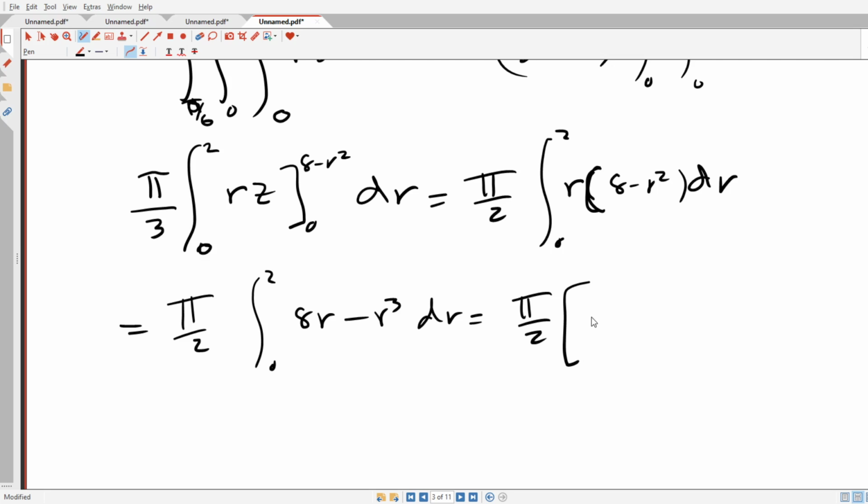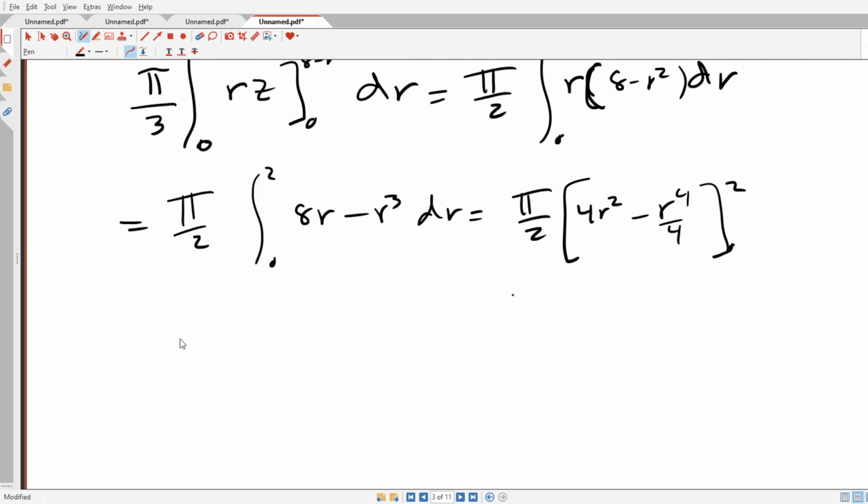That's going to be 8r squared over 2, so 4r squared, minus r to the 4 over 4, from 0 to 2. Plugging everything in, we have pi over 2 times, plug in 2, we get 16 minus 2, 4, 8, 16 over 4, minus 4. That's 12 over 2, so that's going to be 6 pi.